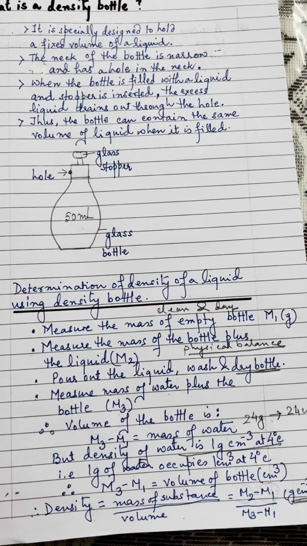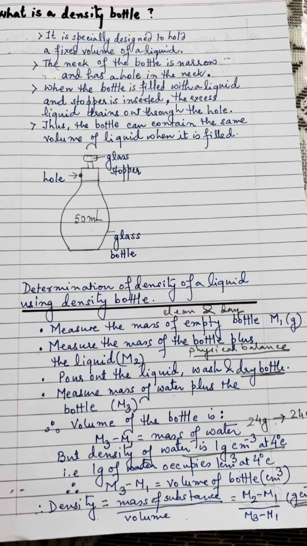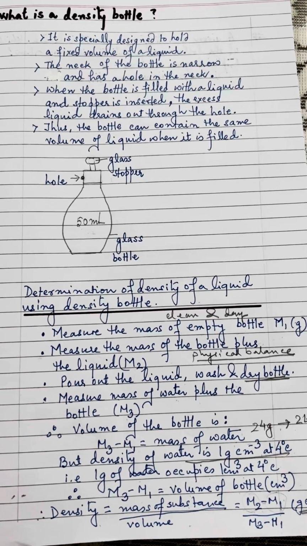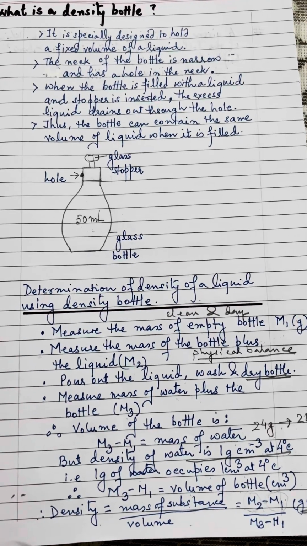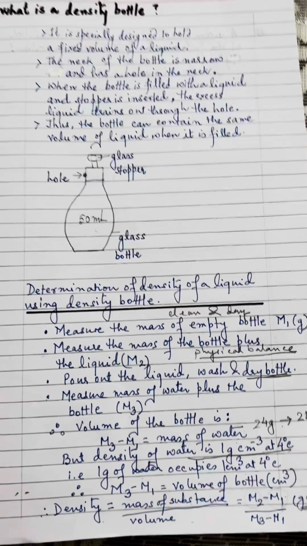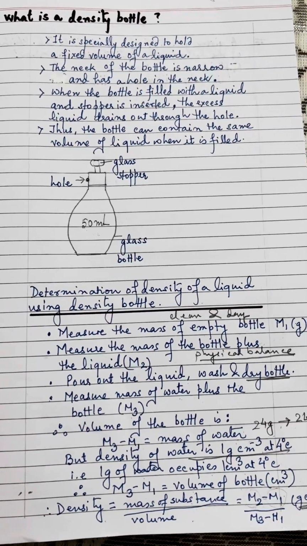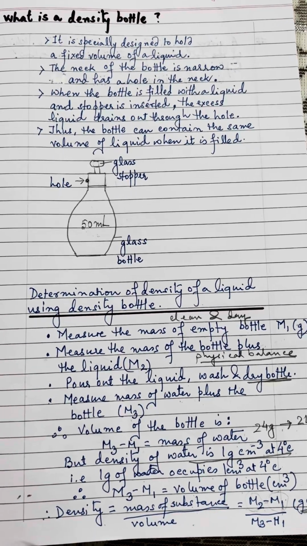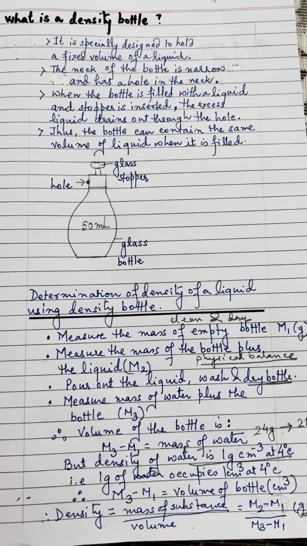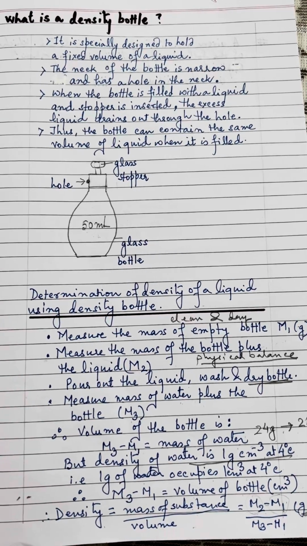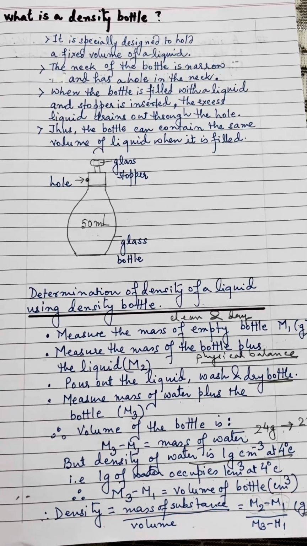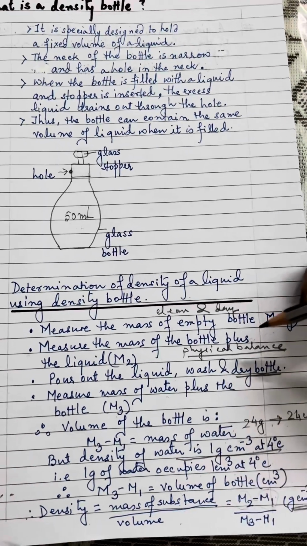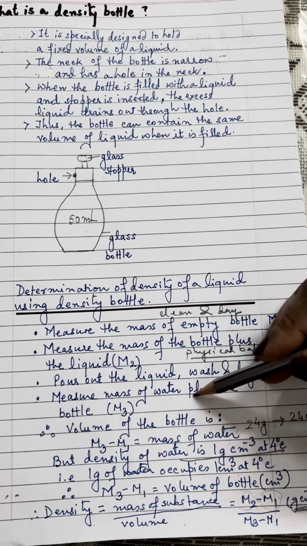Next, wash it, clean it and make it completely dry, and then pour water into it, and in the similar manner completely fill it up with water, put the glass stopper, and when the excess water runs out, wipe it clean and then measure the mass of the bottle along with the water and let that mass be m3. Therefore, now we shall calculate the volume of the bottle.